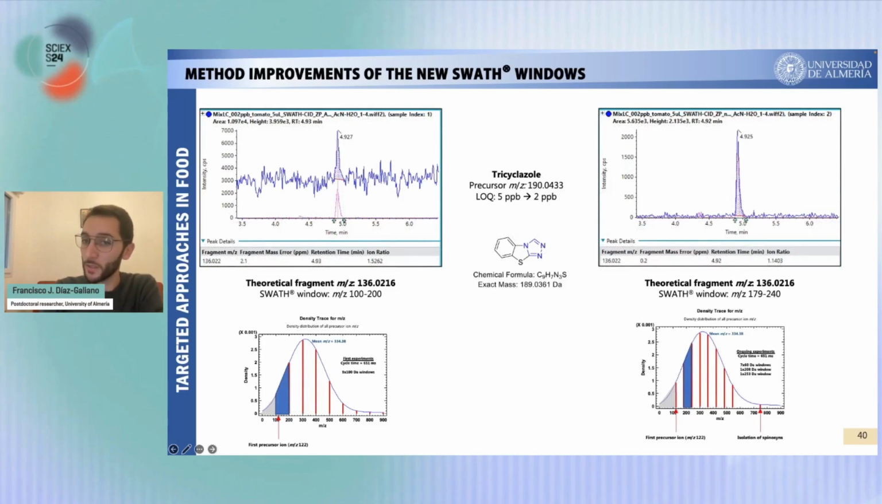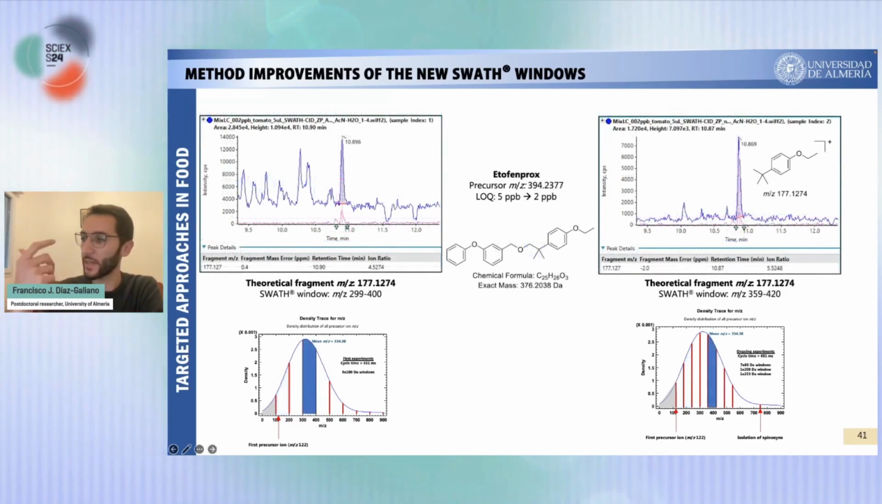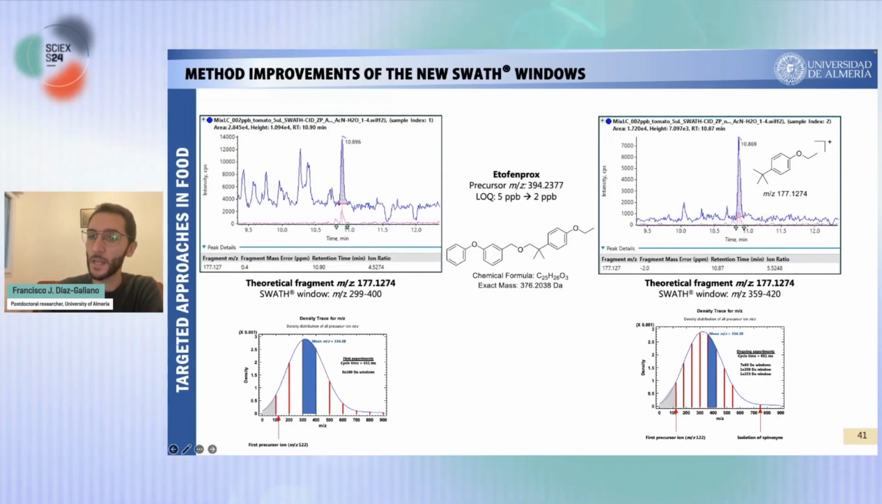Another triazole is tricyclazole, which shows a dramatic improvement in the signal-to-noise ratio, moving from the initial method to the new method. Now you can see that there's barely any background noise for this fragment. Another example is the pyrethroid etofenprox. We are both reducing the background noise and removing interferences, improving its analysis.